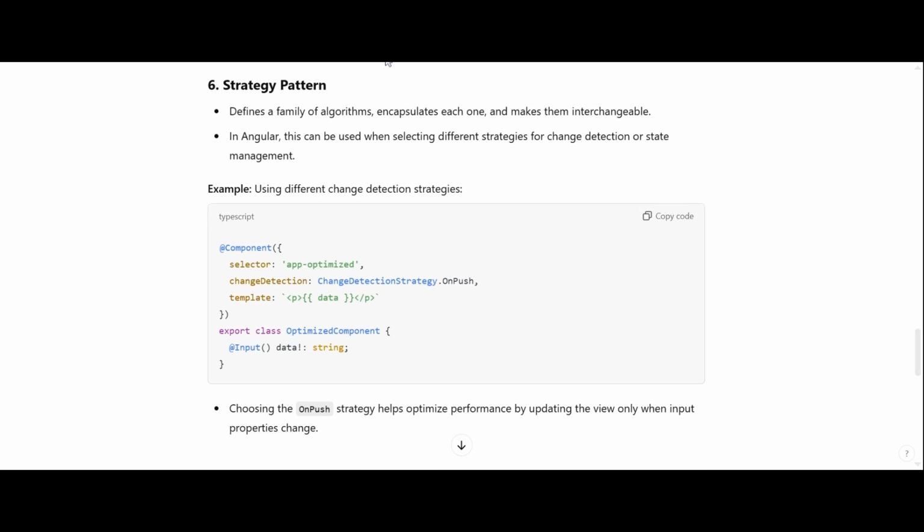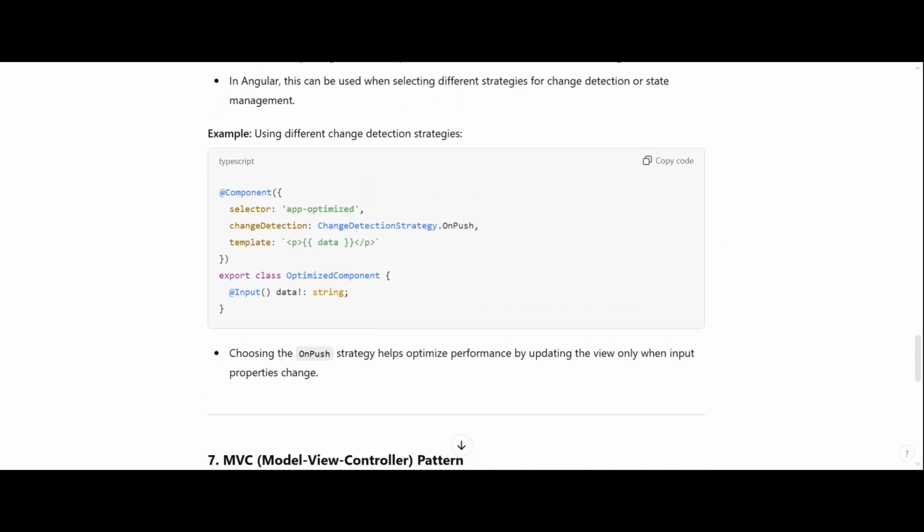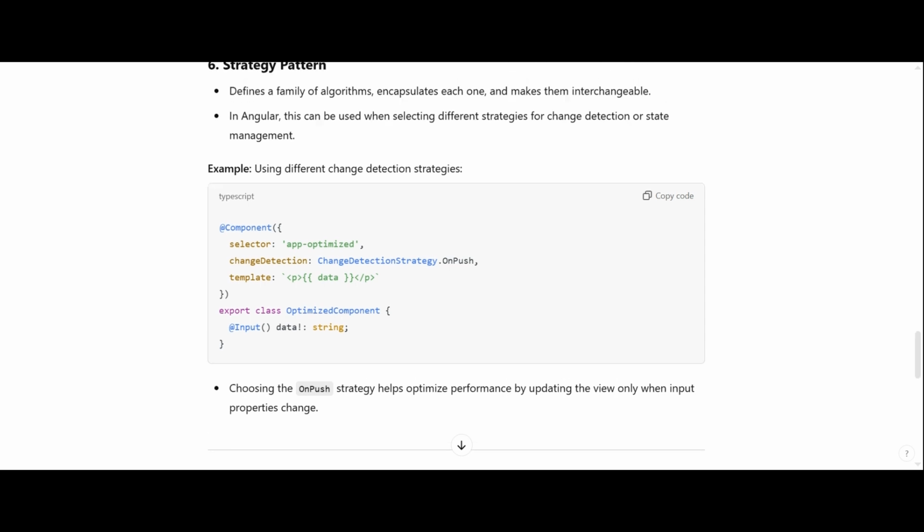So next one comes like this, strategy pattern. Now what is this strategy pattern? It defines a family of algorithms, encapsulates each one and makes them interchangeable. So in Angular, this can be used when selecting different strategies for change detection or state management. We have done one example for the OnPush strategy and have understood it.